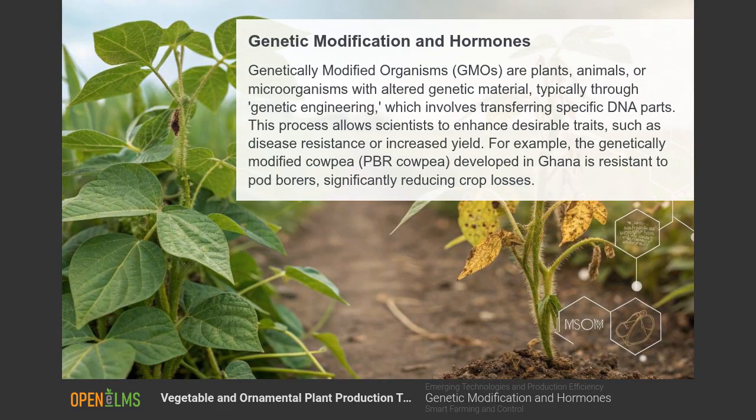Genetic modification and hormones. Genetically modified organisms, GMOs, are plants, animals, or microorganisms with altered genetic material, typically through genetic engineering, which involves transferring specific DNA parts. This process allows scientists to enhance desirable traits, such as disease resistance or increased yield. For example, the genetically modified cowpea, PBR cowpea, developed in Ghana, is resistant to pod borers, significantly reducing crop losses.